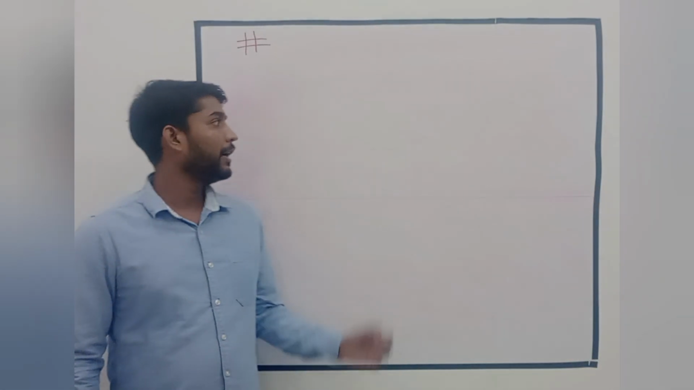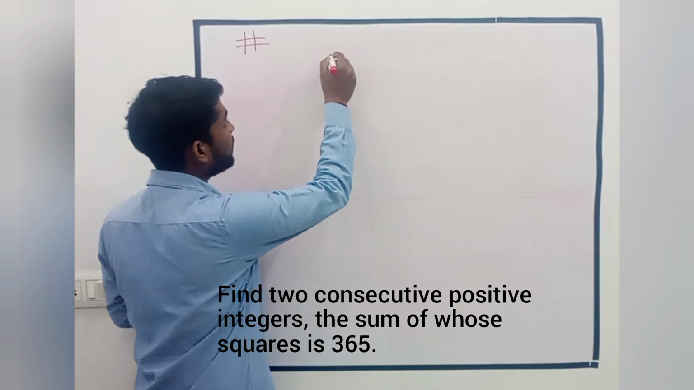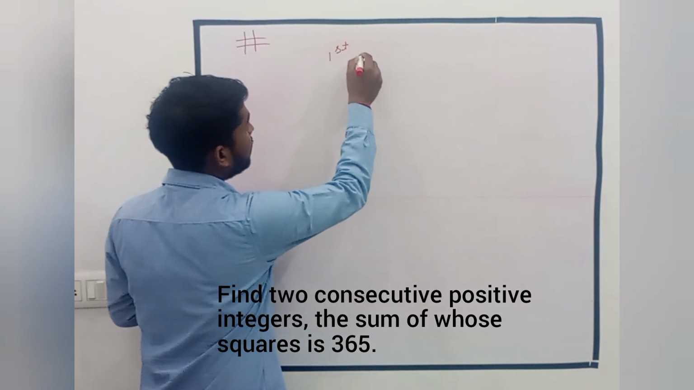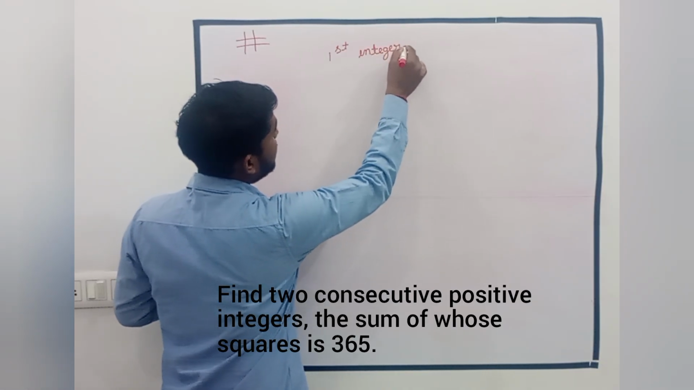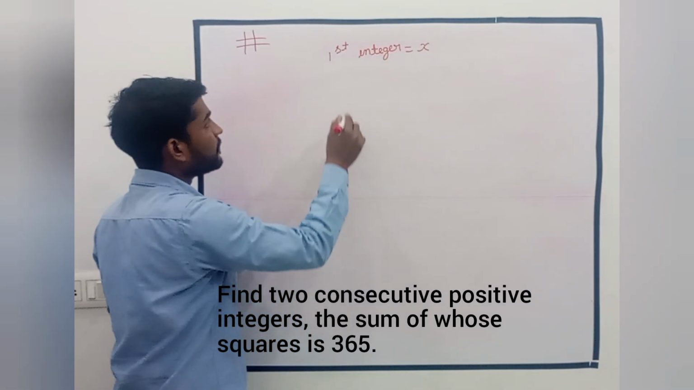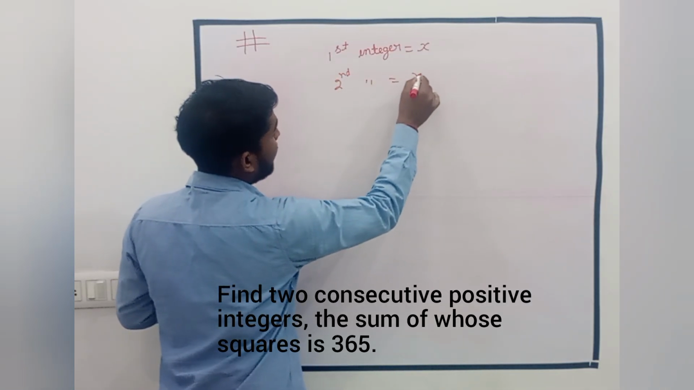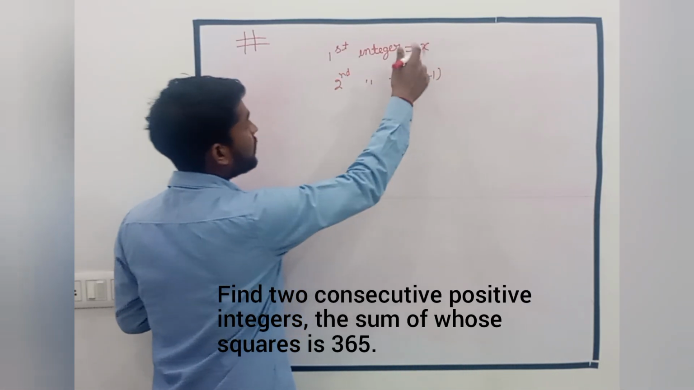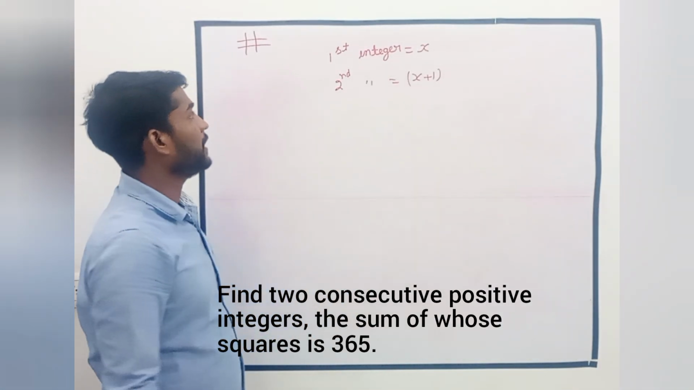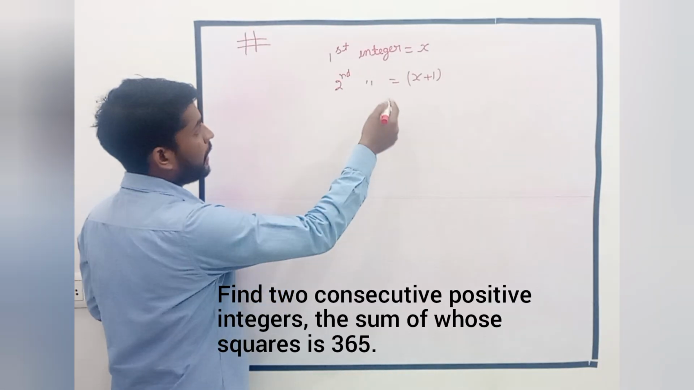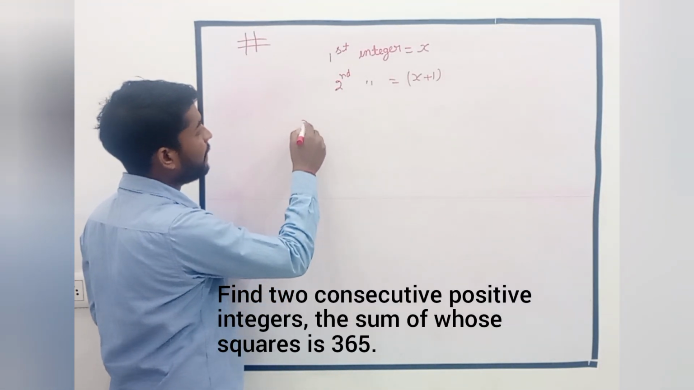Next question, they are asking about two consecutive positive integers. The first integer, assume x, and the second integer is x plus 1, because both integers are consecutive, so we can assume this, and the sum of whose squares is 365.